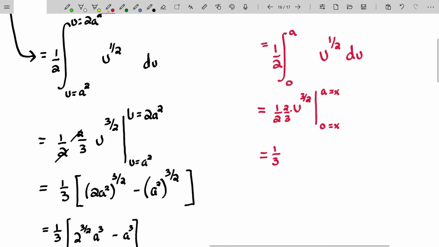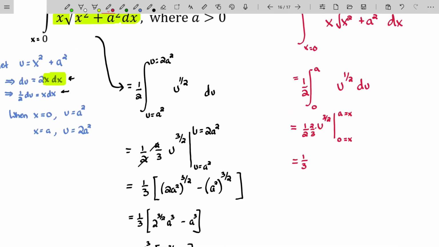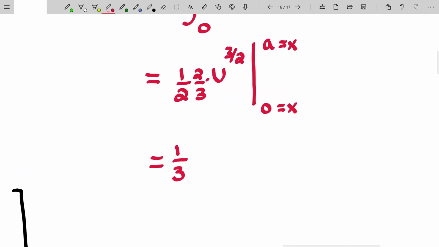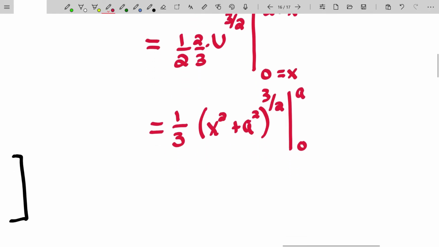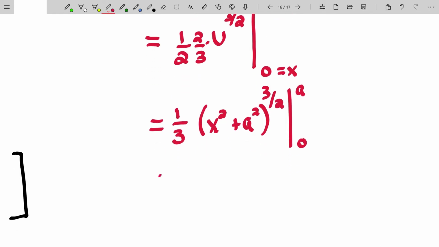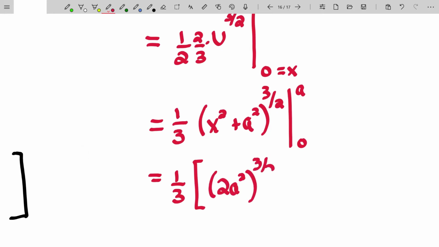So you have to go all the way over here and say, what's u equal to? Oh, it's equal to x squared plus a squared. Okay, so this is now 1/3 times x squared plus a squared to the 3/2, evaluated from 0 to a. And then they plug in 0 and a, right? So it's going to be 1/3 times, if you plug in a, you'll get a squared plus a squared, or 2a squared, to the 3/2 power. And minus, if you plugged in 0, you'd get 0 plus a squared, or in other words, a squared, to the 3/2 power.